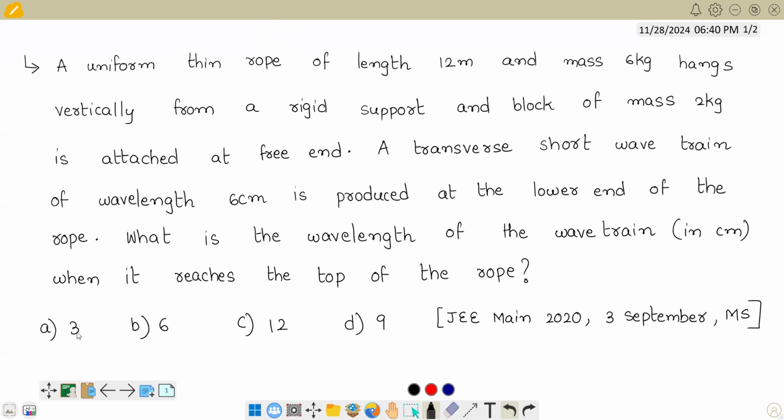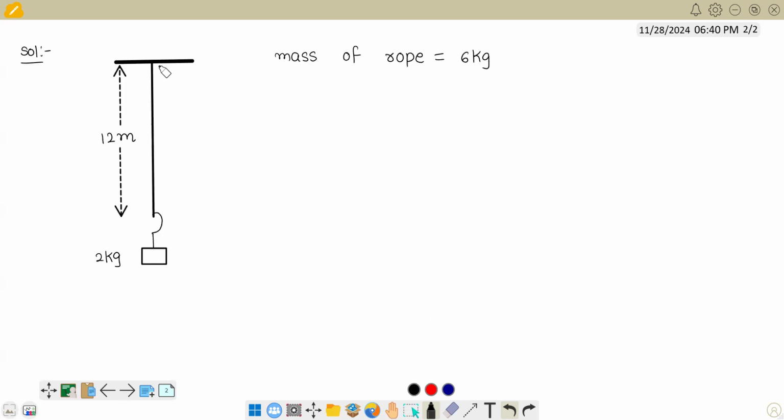As given, the options are 3, 6, 12 and 9. This is a JEE Mains 2020 question. So let us see how we are supposed to solve this. There is a rope given and the mass of the rope is 6 kg. And there is a mass hanging from it, which is 2 kg. Now the question is, what is the requirement for the mass of this rope?